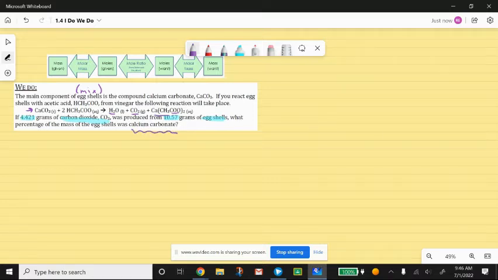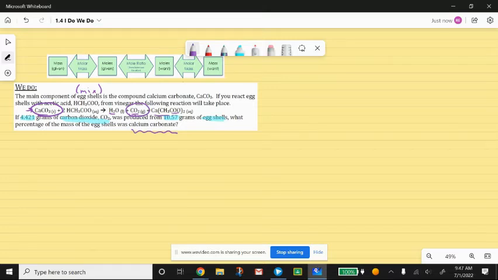According to our balanced equation, we have 1 mole of carbon dioxide produced for every 1 mole of calcium carbonate. If you put that eggshell in some acetic acid, you'll start to see bubbling because you'll see the carbon dioxide. But the acetic acid is only reacting with the calcium carbonate in the eggshell.